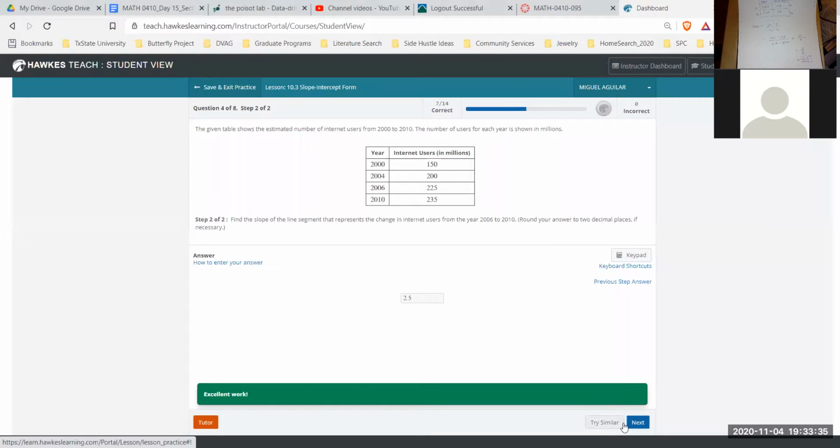That's all we had to do. Just use those 2 years and the 2 sets of internet user data, and then plug that into the slope formula that I've given you, and that's how we're going to get our answer there.